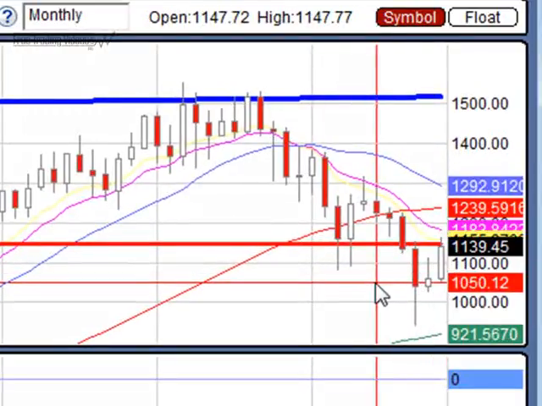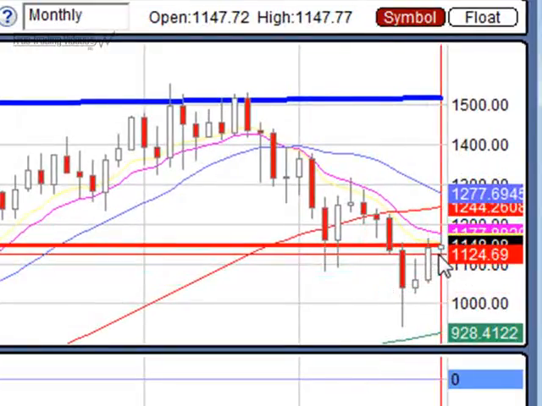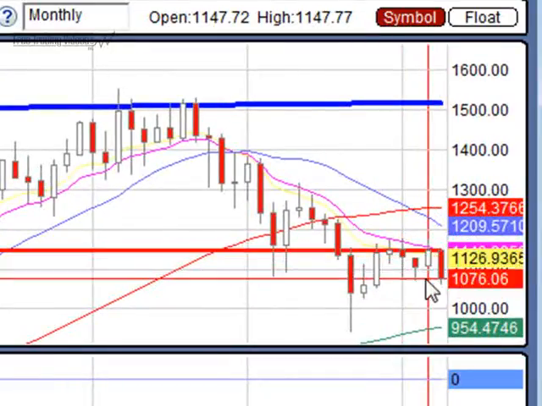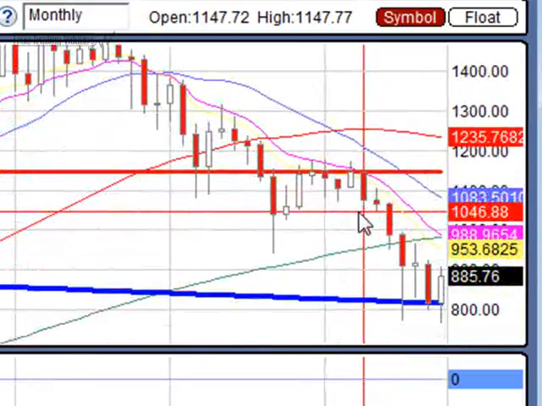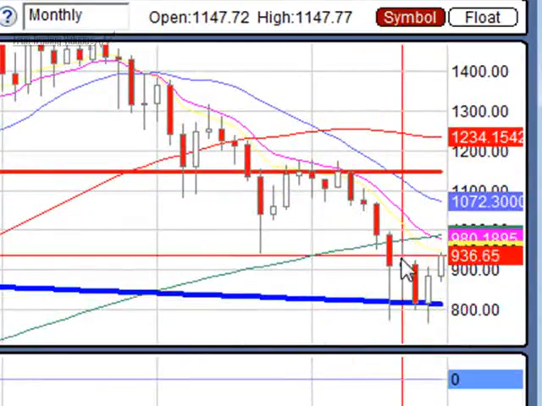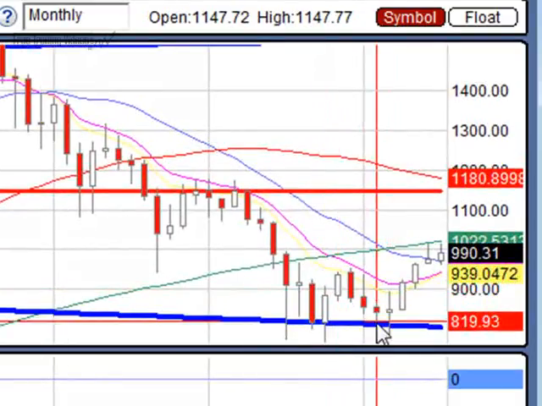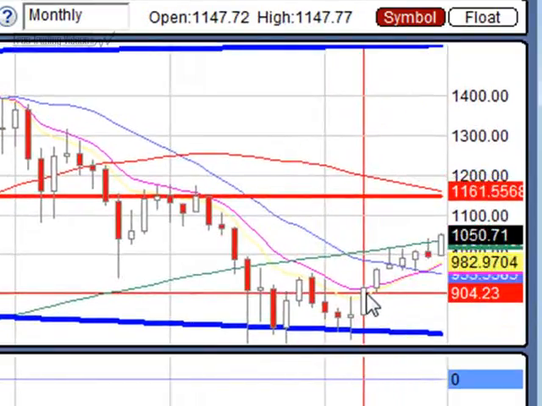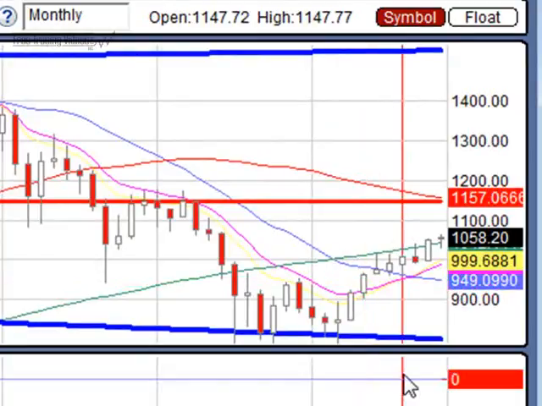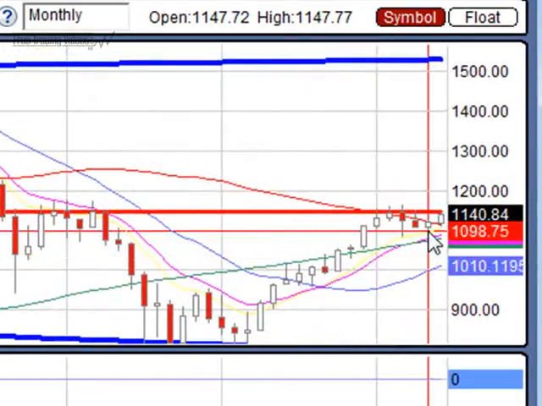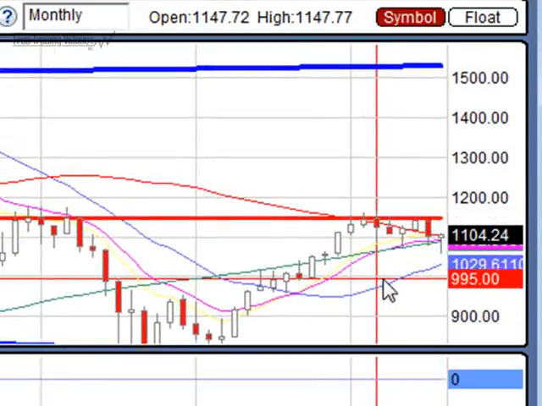We dropped in 2001. We come up. Now that line's acting as resistance. Sure enough, perfect resistance. Perfect resistance again. We go back down. We bounce off of this line. We bounce again. Double bottom. W for winner. We head up. We're in 2003. Come up. Resistance right there in 2004. Resistance again.